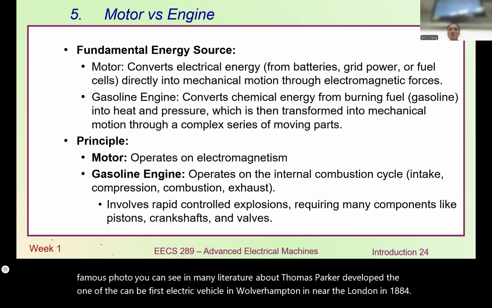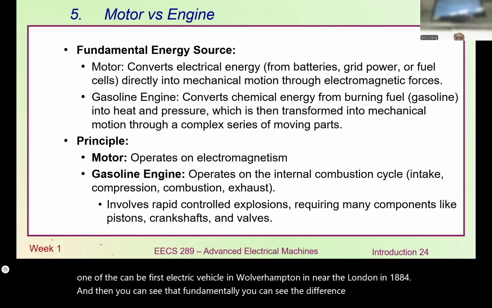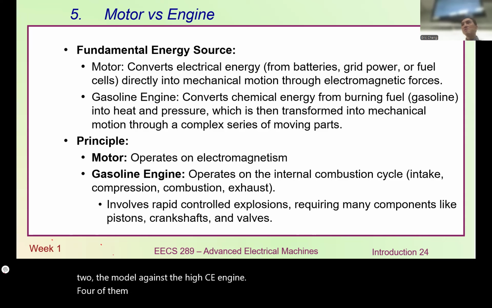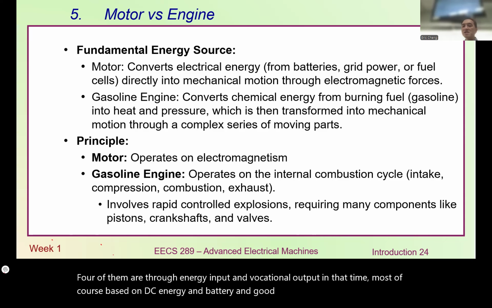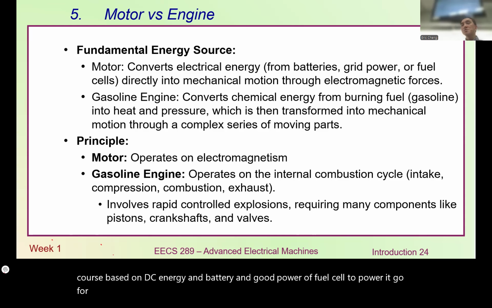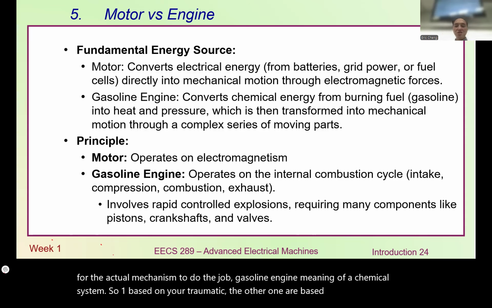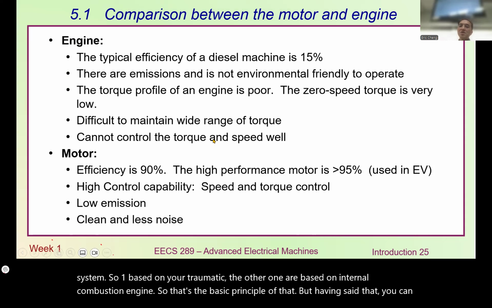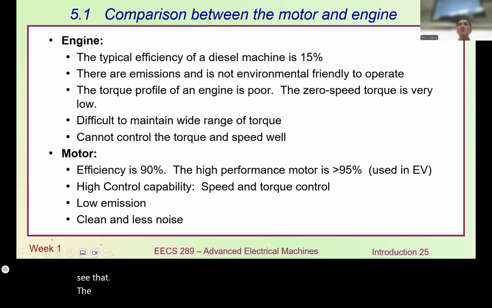Fundamentally, you can see the difference between the motor and the ICE engine. Both take energy input and give rotational output. Both of course are based on DC energy, battery, grid power or fuel cell to power it, and use an electromechanical mechanism to do the job. The gasoline engine is mainly a chemical system. So one is based on electromagnetics, the other on internal combustion. That's the basic principle. But having said that, the efficiency is quite different between these two. That's why we have to use the electric motor.